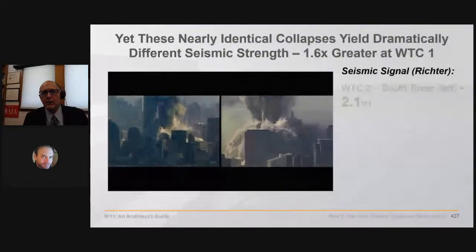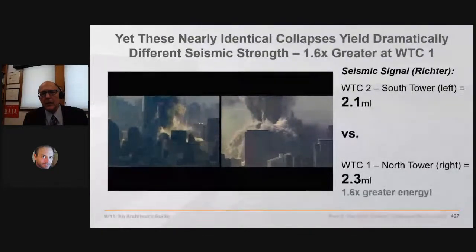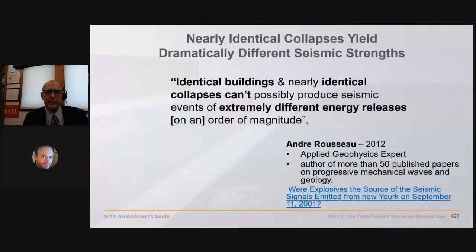See, this is on the logarithmic scale. So the difference between a 2.1 magnitude seismic event and 2.3 is 1.5 times larger. So what can produce that? So Andre Rousseau says identical buildings and identical collapses can't possibly produce seismic events of extremely different energy releases.